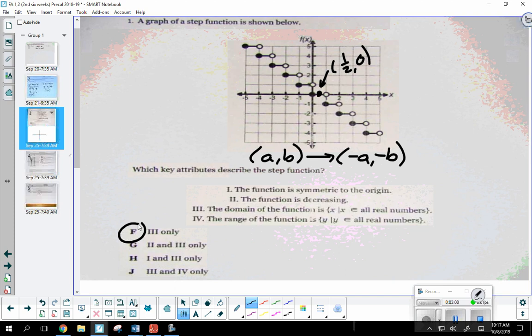But if I plot that point, the graph does not exist there. So this guy is not symmetric with the origin. All right, so 1's out. So that also eliminates H.